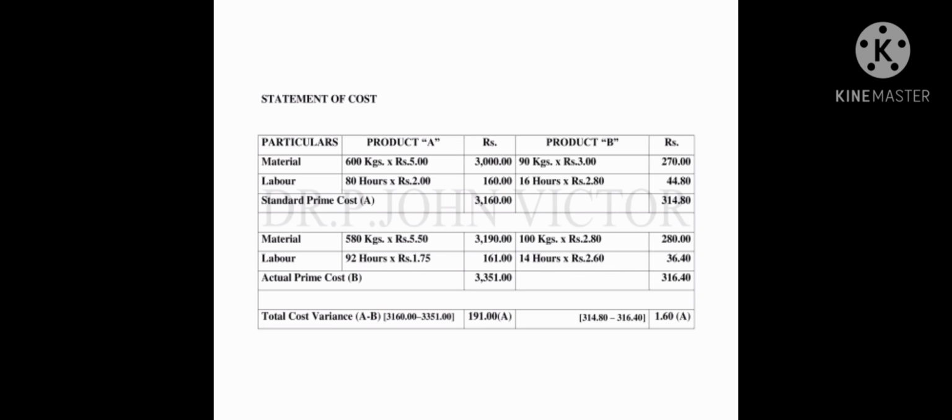We shall take the materials for product A, 600 kgs into 5, 3000. Labor, 80 hours into 2 rupees, 160. Then product B, material 90 kilograms into rupees 3, total 270. Then 16 hours into 2.80 is 44.80.